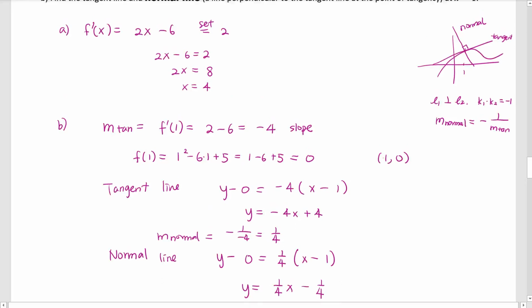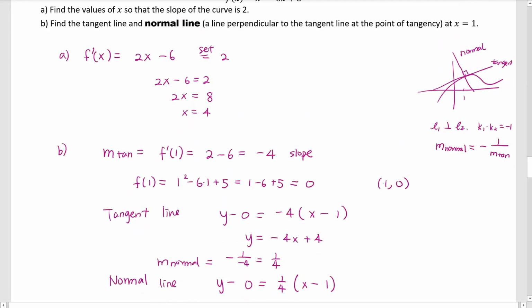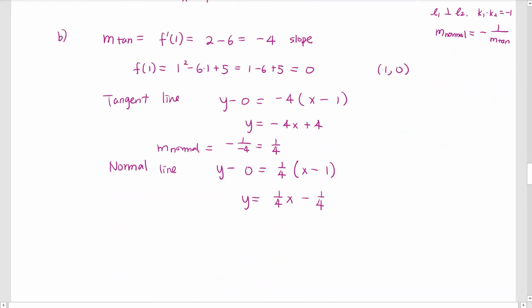Be careful, everybody. Your y coordinate might not be 0. If it's not 0, I'm so worried about the students making a mistake. When they write down the normal line equation, they just change the slope to 1/4 and keep the y-intercept the same. No, the y-intercepts are not the same. So you have to start with the point-slope form. They both pass through the same point, but the slopes are different.